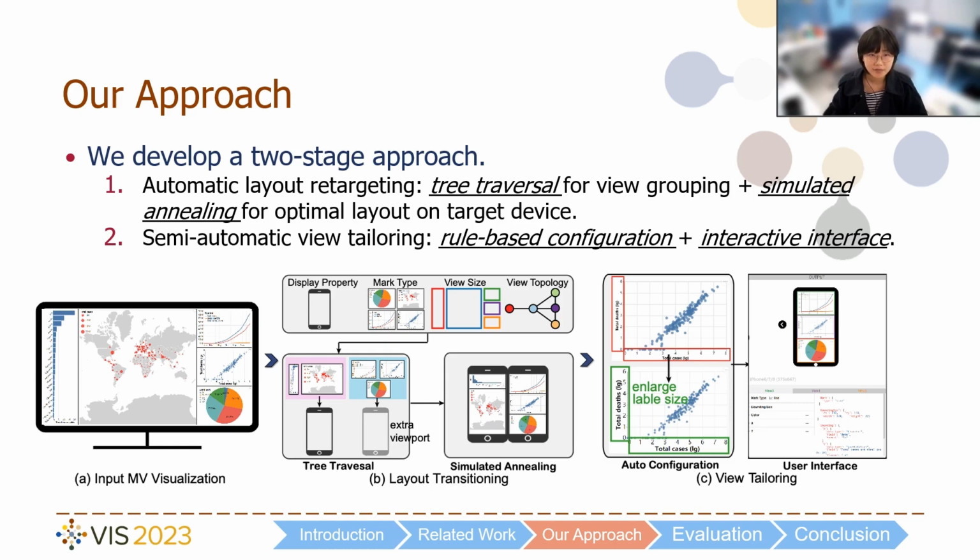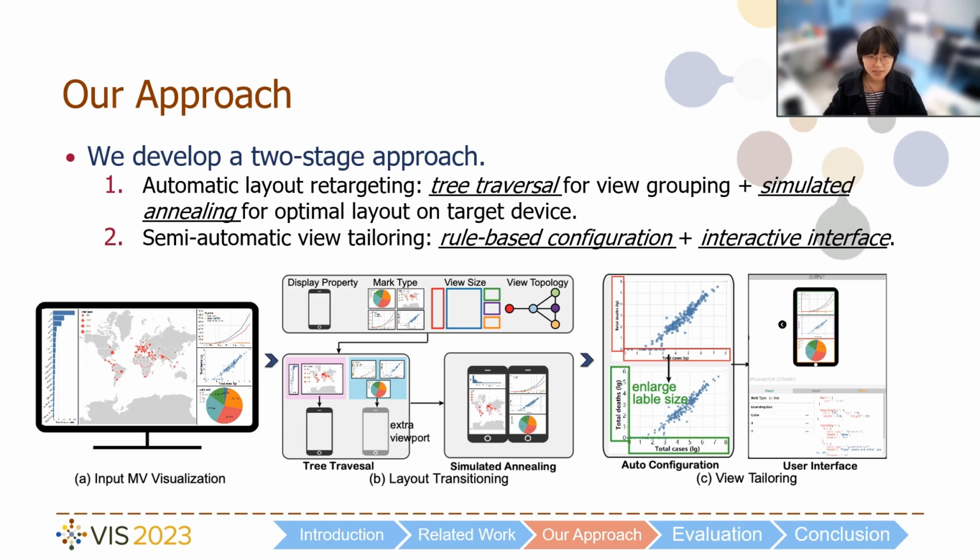Firstly, we have automatic layout retargeting. This involves a tree traversal mechanism for grouping views to viewports of small devices. Once grouped, we employed a simulated annealing technique to determine the optimal layout for the target device. This ensures that our visualizations are not only organized but also optimized for the specific display they are presented on.